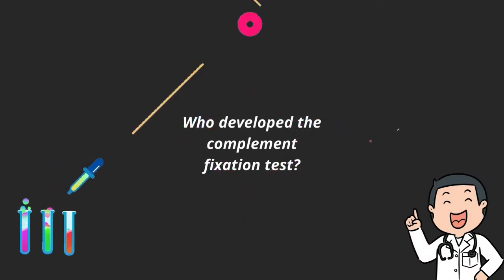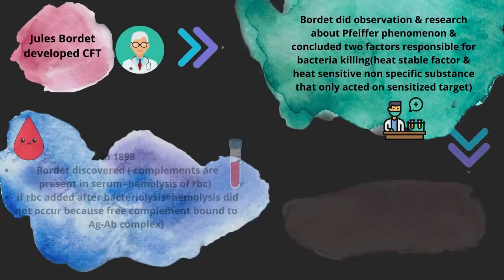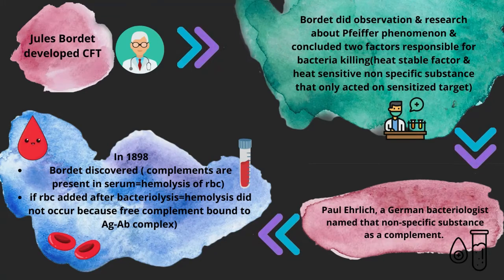Who developed the complement fixation test? The complement fixation test was developed by Jules Bordet. Bordet did observation and research about the Pfeiffer phenomenon and concluded that two factors are responsible for bacterial killing, which are a heat stable factor and a heat sensitive non-specific substance that only acts on sensitized organisms. Then Paul Ehrlich, a German bacteriologist, named that non-specific substance as complement.